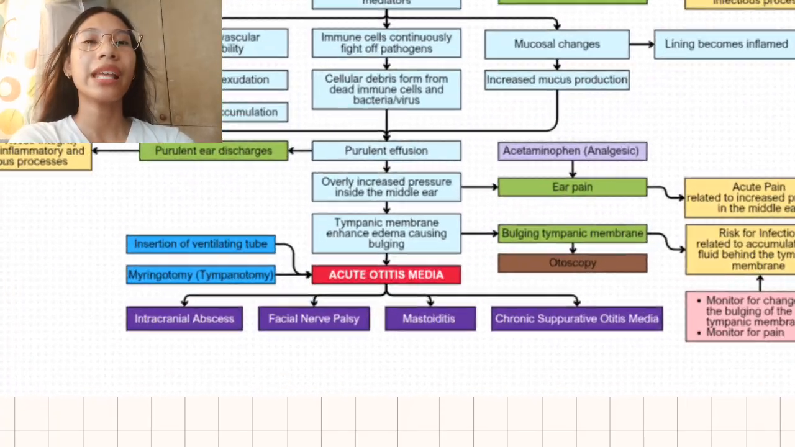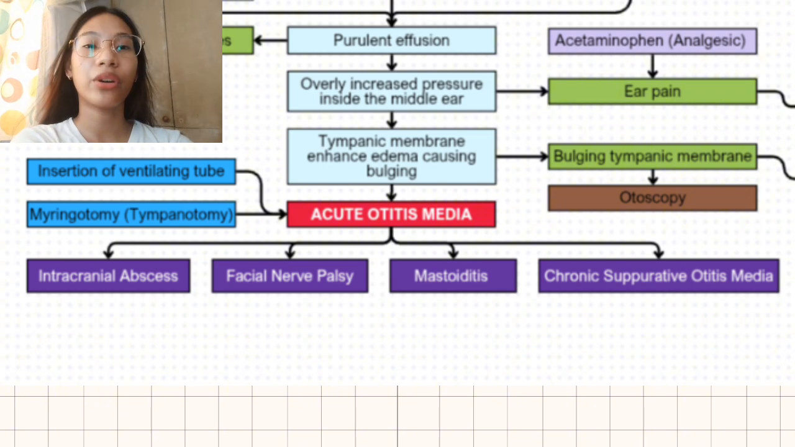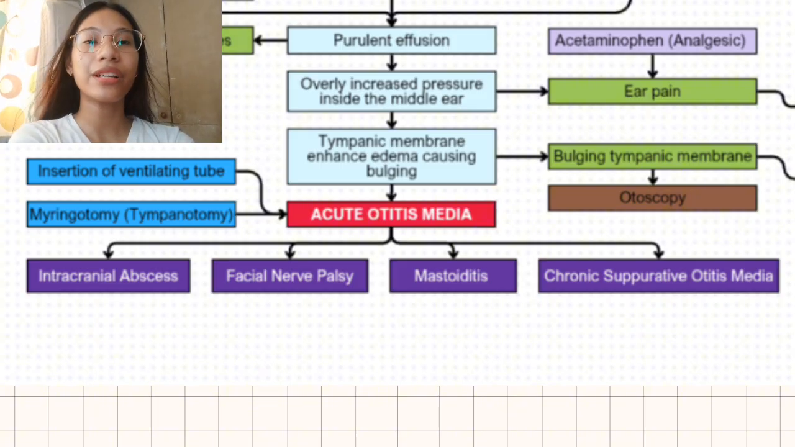For acute otitis media, the medical procedures will be insertion of a ventilating tube and myringotomy, or tympanotomy. If the acute otitis media is left untreated, this will lead to complications such as intracranial abscess, facial nerve palsy, mastoiditis, and chronic suppurative otitis media.